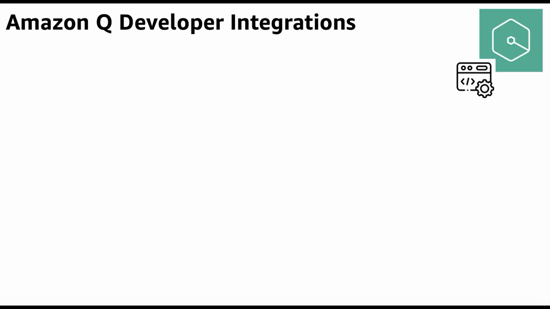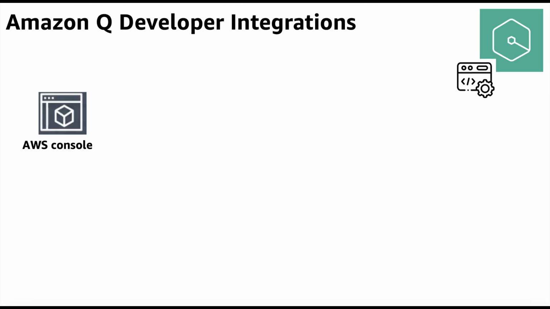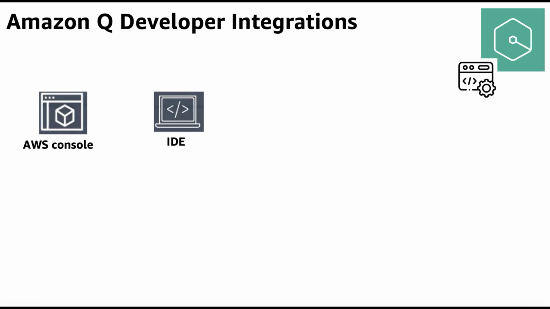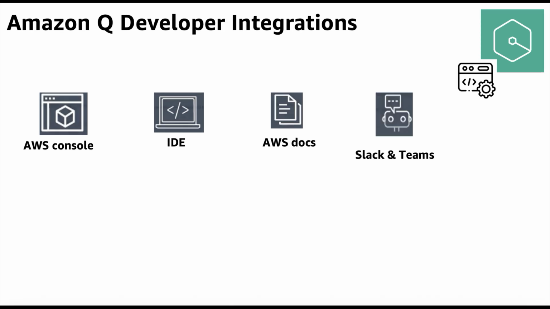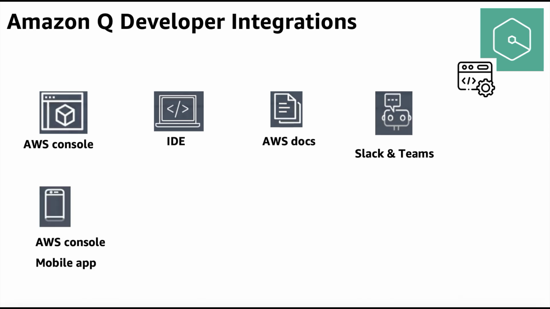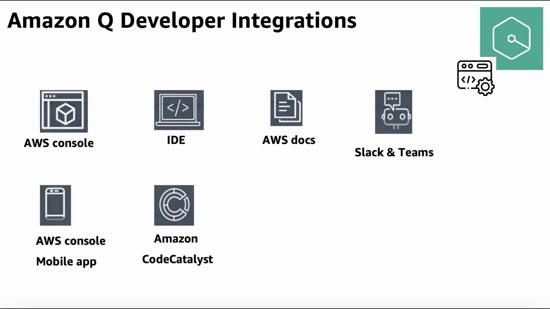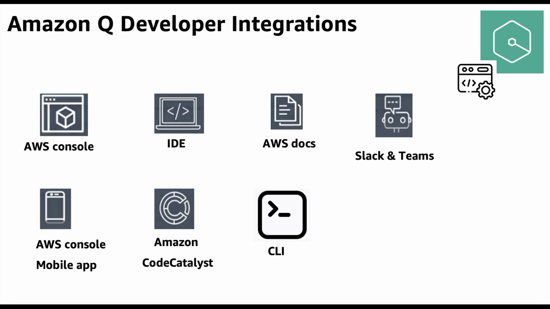Amazon Q Developer is available wherever you work with AWS and fits within your existing workflows. It has the following integrations with various tools and platforms: the AWS console, IDEs with the Amazon Q extension, AWS documentation pages, the AWS chatbot for Microsoft Teams and Slack, the AWS mobile app, Amazon CodeCatalyst, and the command line interface.